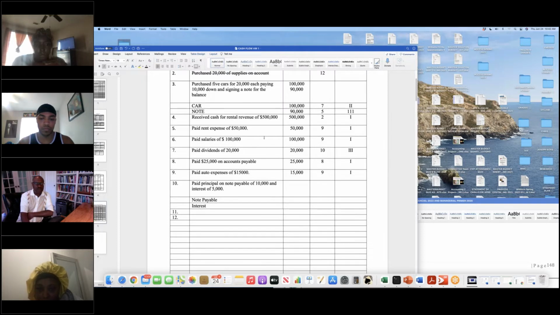Then pay principal on note payable 10,000 and interest of 5,000. So the payment on notes is type 8, but this is long term, so it's going to go in part 3. So the principal is going in part 3, but the interest is a 9, and where is that going to go? Part 1.